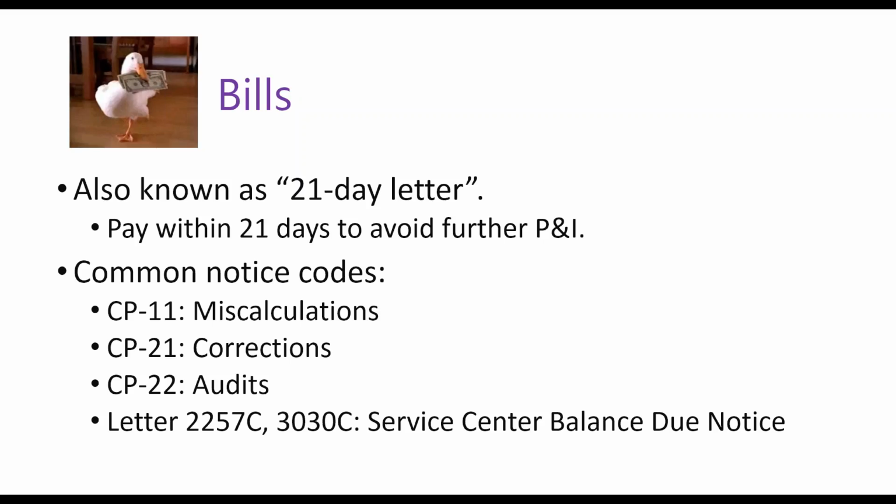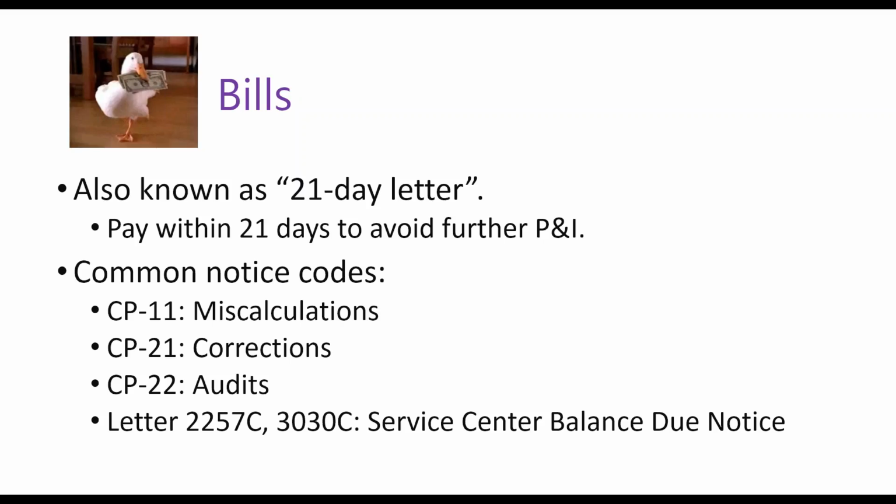So this is a bill. There are several common notices that you'll see. Anything that begins with a CP is automatically generated by a computer with no human intervention. Okay, so a CP 11 is, when a return was filed, the IRS computer system detected a miscalculation. A CP 21 is that some other type of correction was made. CP22s come out of audits.